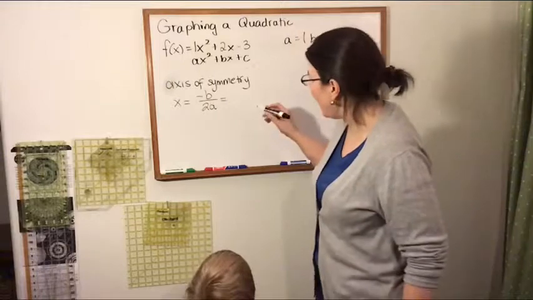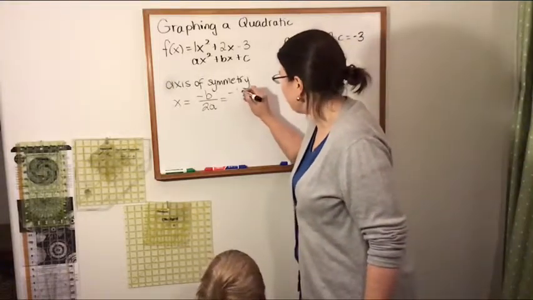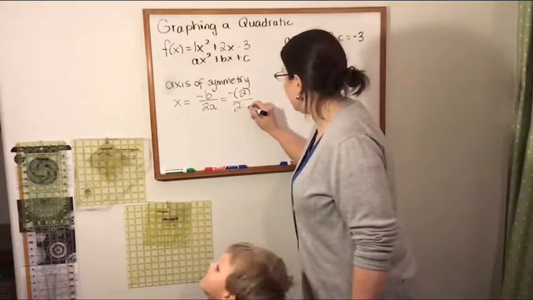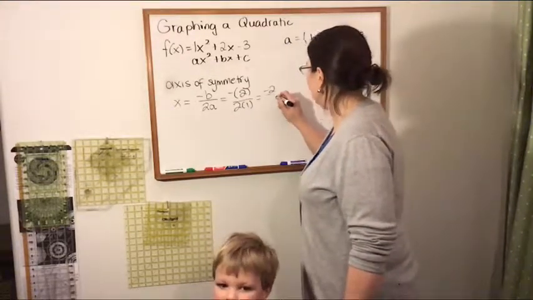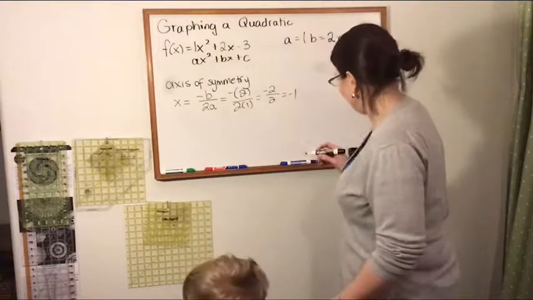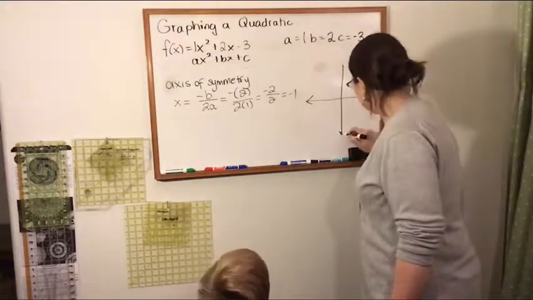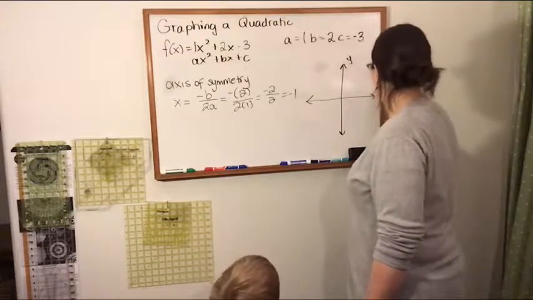Now, we don't need all of that. We only need the b and the a, and we just need the -b over 2a. So my b is 2, and my a is 1. That's going to give me -2 over 2, which reduces to -1. Now, what that actually is, is the fold line on my parabola.